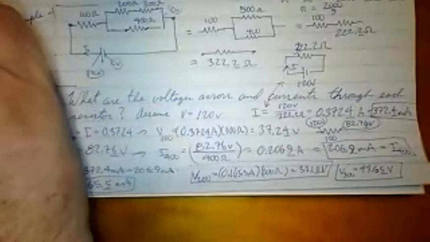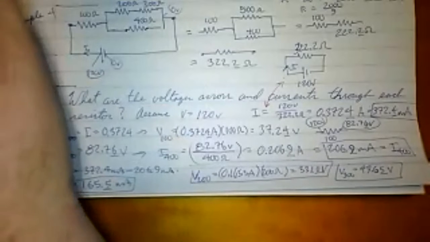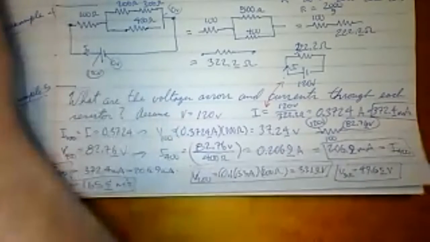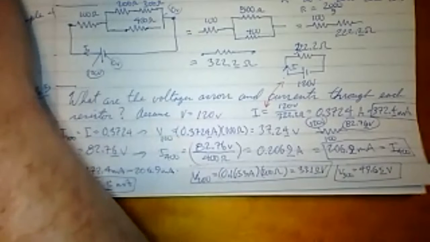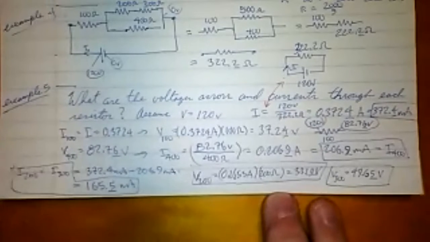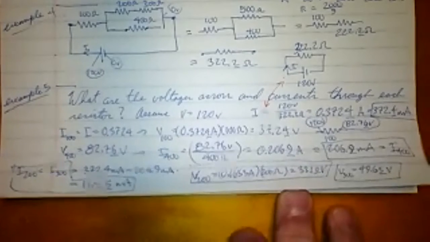So 49.65 plus 33.1 gives me 82.7. I had 7.56 and I got 7.5. So yeah, that works.